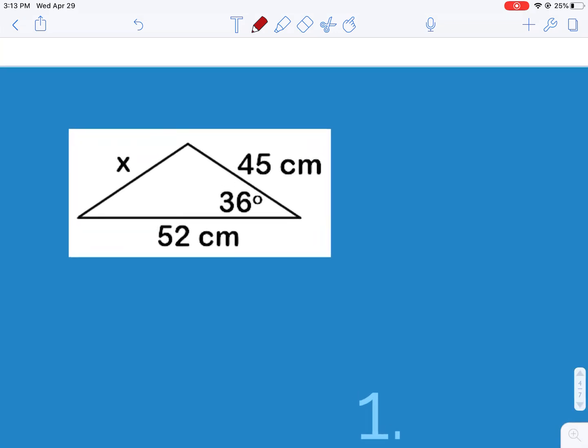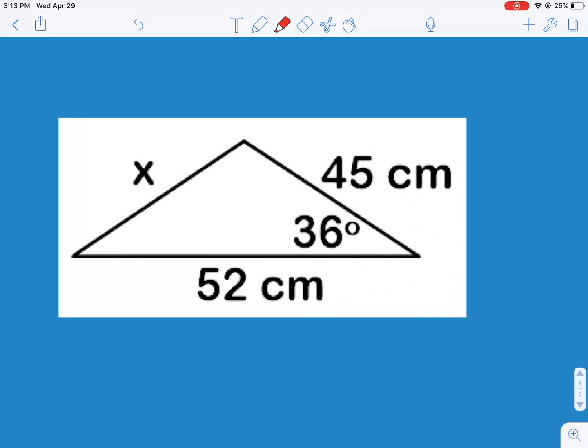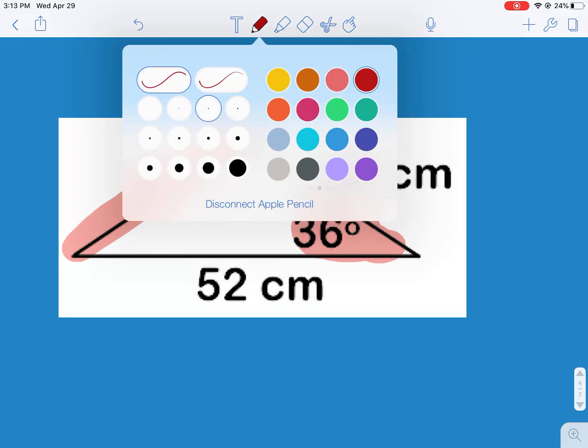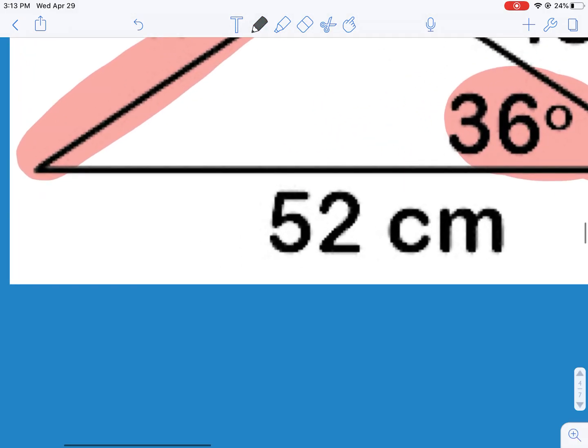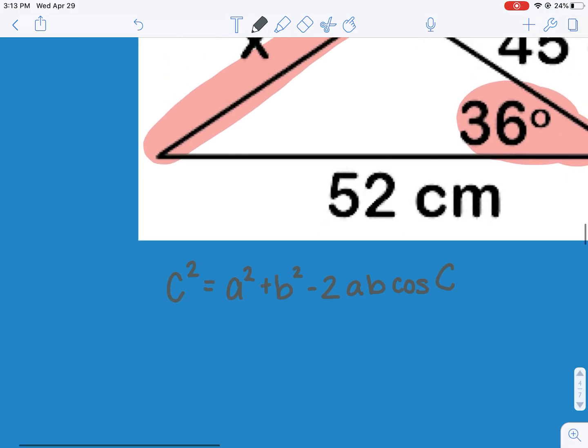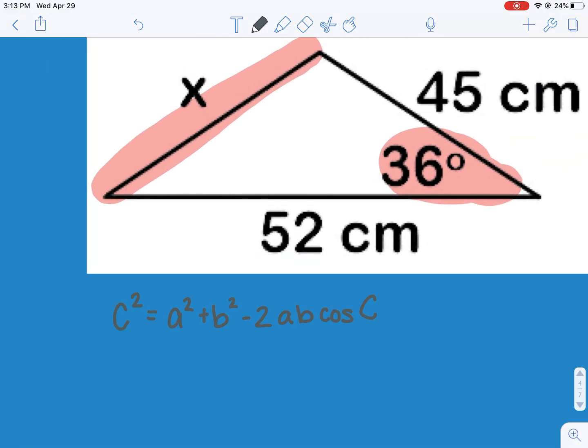So I'm asked to find x. This is the side I'm looking for. This is the angle I have. Those have to be C. Everything else can be either A or B. Doesn't matter. So I'm going to start with my formula. My side c squared equals my sides a squared plus b squared minus 2 times a times b times the cosine of angle C. And now I'm plugging everything in.